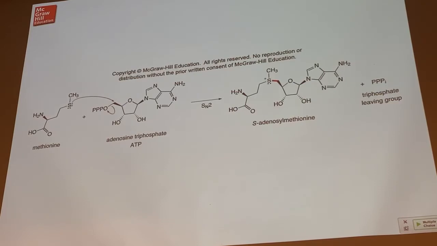Questions about thiols and sulfides? Yes? That's the extent, yes. We don't have a whole lot of time, unfortunately, to go into thiols and sulfides.